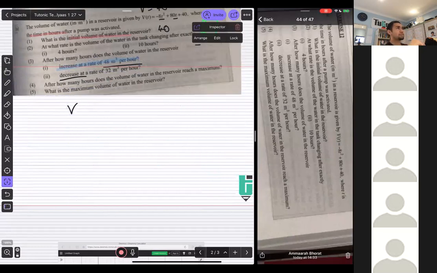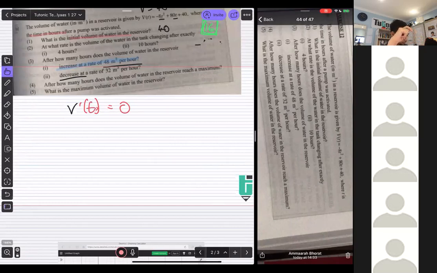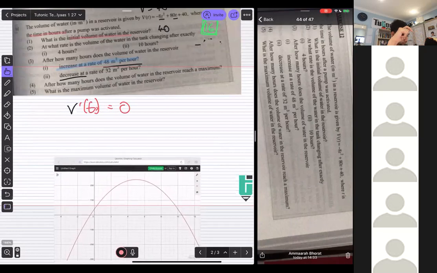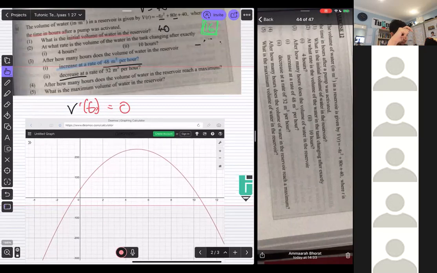So do you guys understand what Nafisa said? You find the derivative, make it equal to naught, and solve for t. And then what did you get? 5. Yeah, and that kind of looks right, right? You can see that looks like 5.